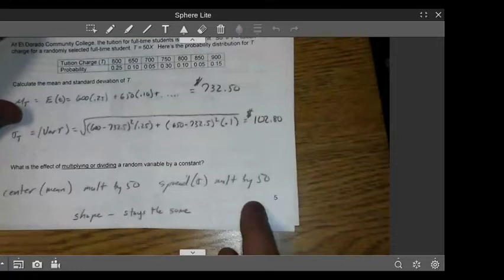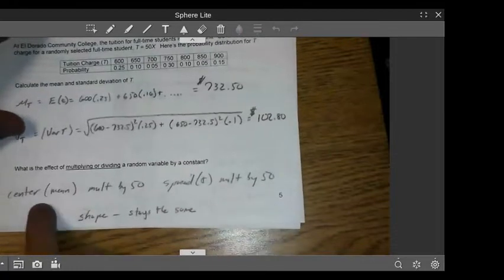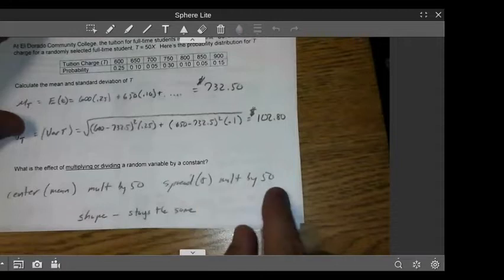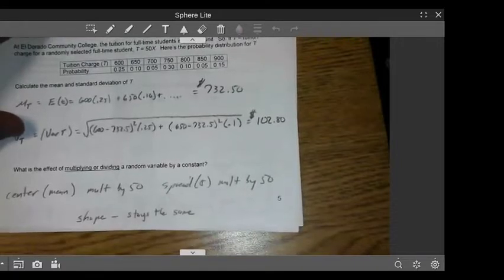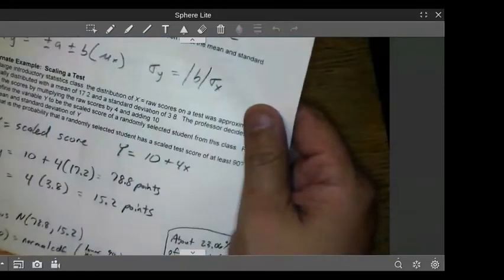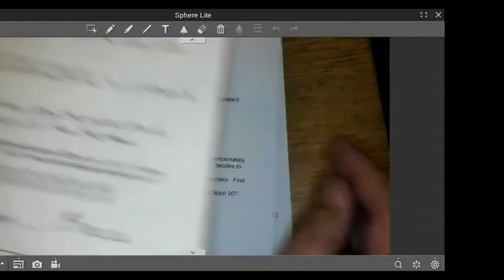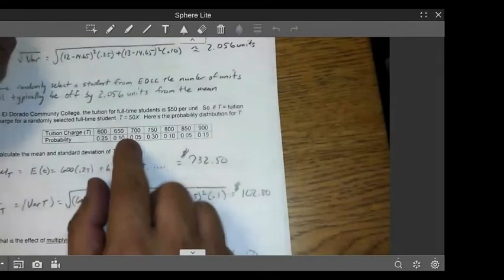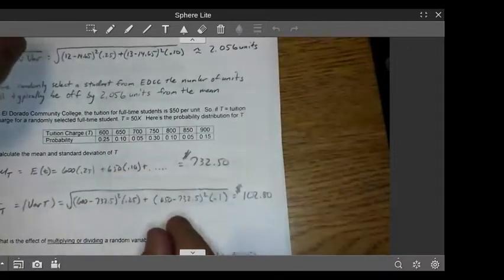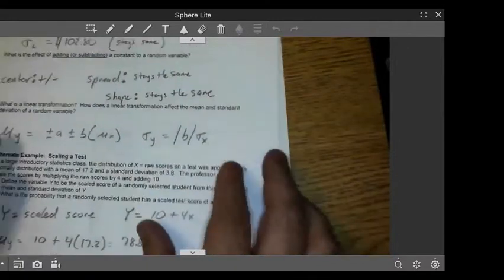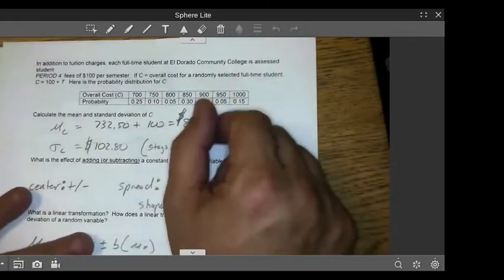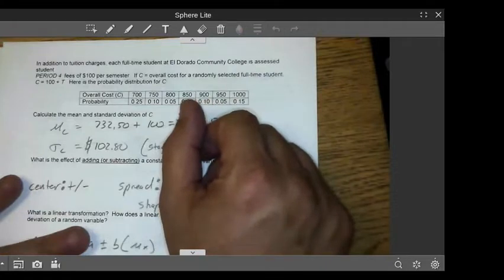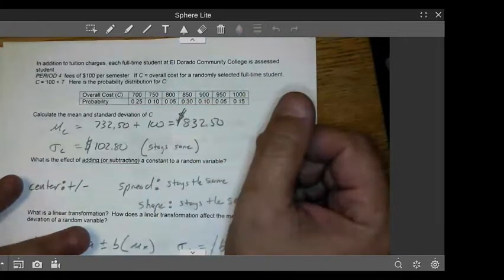Okay, and again, I kind of jumped the gun, which I typically do. If the center is multiplied by 50, the spread is multiplied by 50. They didn't ask, but I just include this: the shape always stays the same, no matter what happens with these. So we had the units, then we multiplied by 50 to get the dollar amount. And now what happens? Now they say, by the way, in addition to $50 per unit, it's $100 for fees.